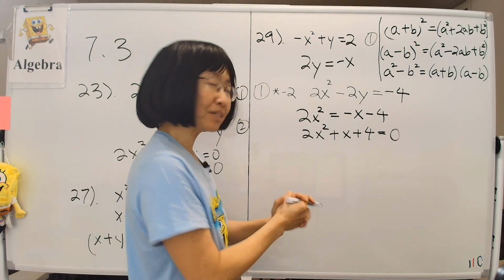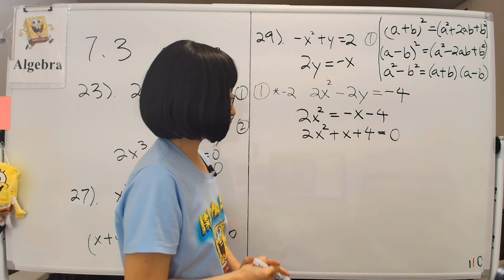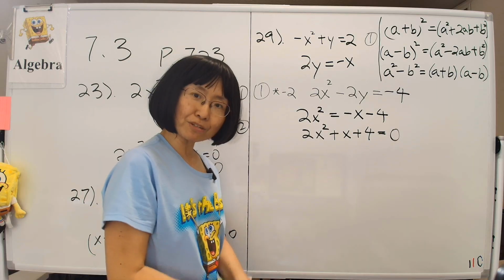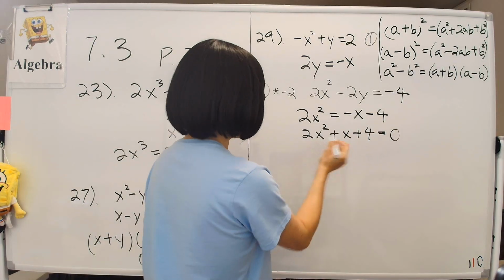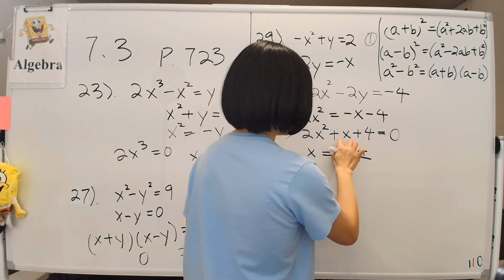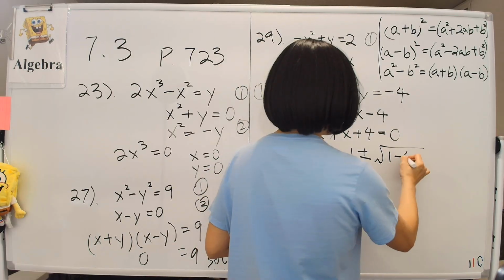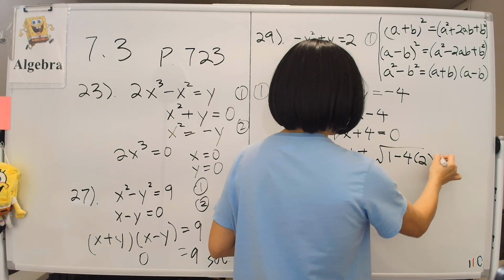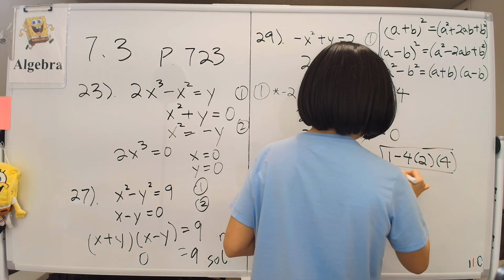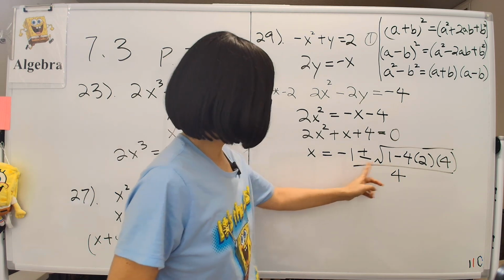And remember, what is the quadratic formula? It says that x equals negative b plus or minus the square root of b squared minus 4ac, all over 2a. So that is what we're going to do here. x equals minus 1, that's the b, plus or minus the square root of b squared, which is 1, minus 4a c, that's 4, all over 2a. 2a is 4, right?